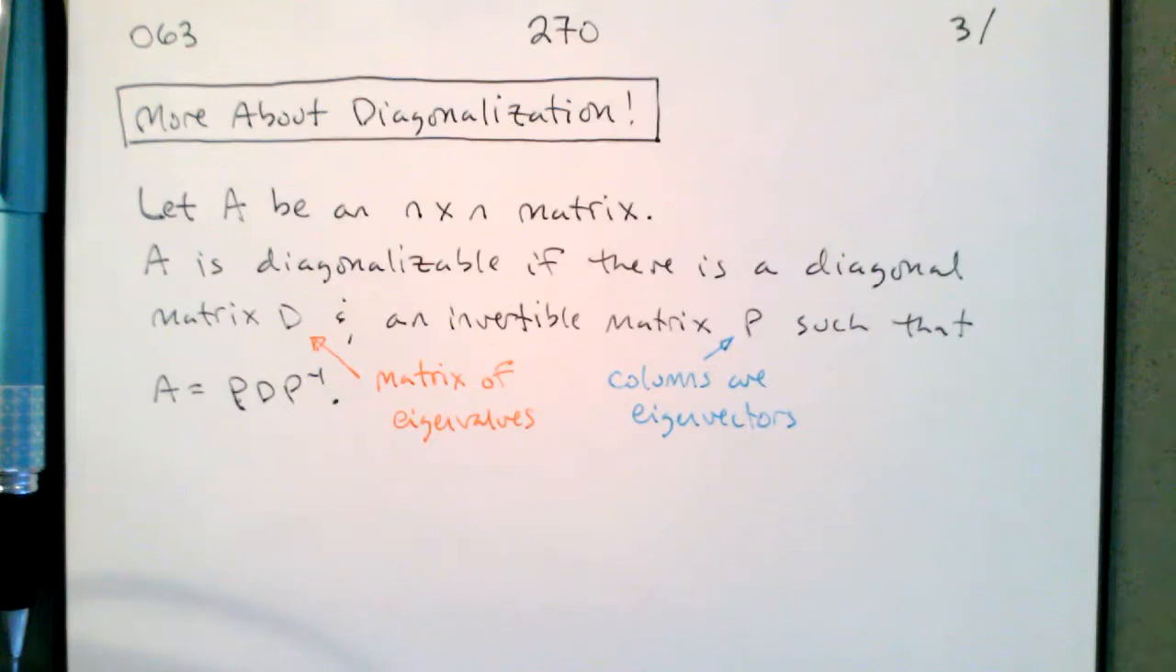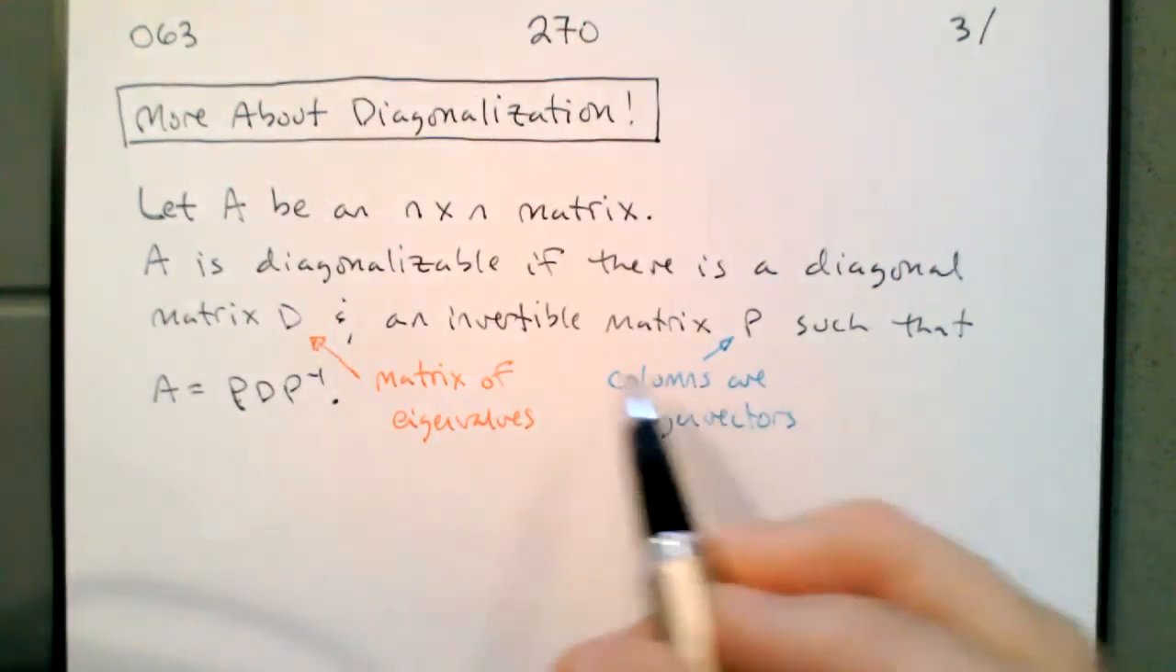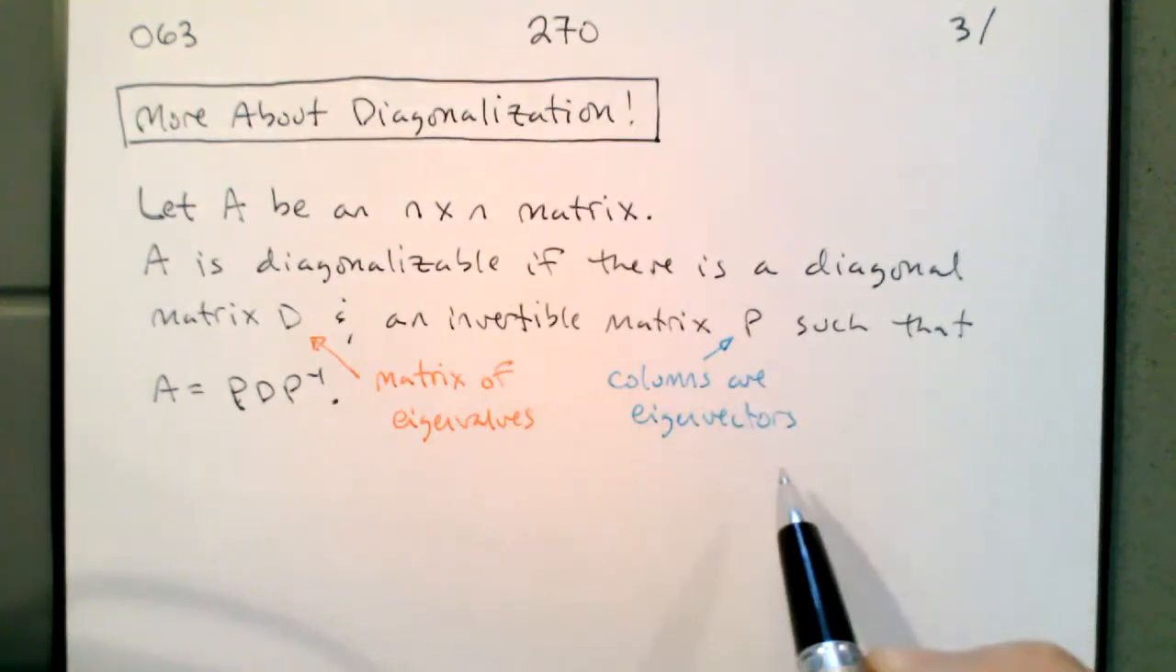So we know how to build this. We find the eigenvalues of the matrix, we find the corresponding eigenvectors, and then we can possibly diagonalize the matrix. One of the things that results from this is that since we need to be able to make this invertible matrix where the columns are eigenvectors, A needs to have n linearly independent eigenvectors.